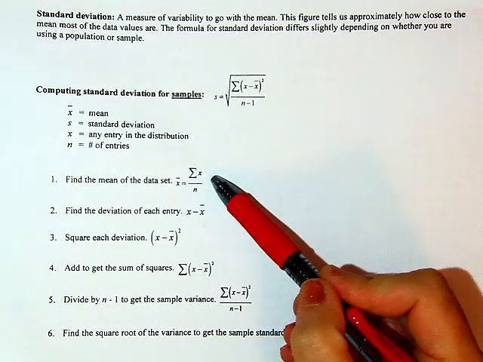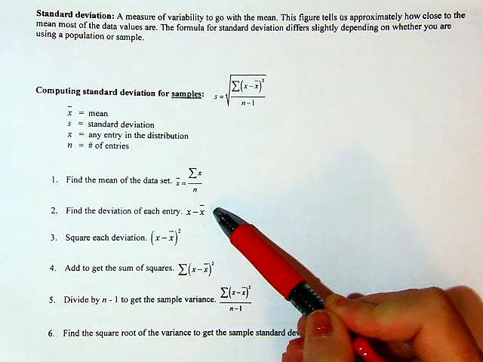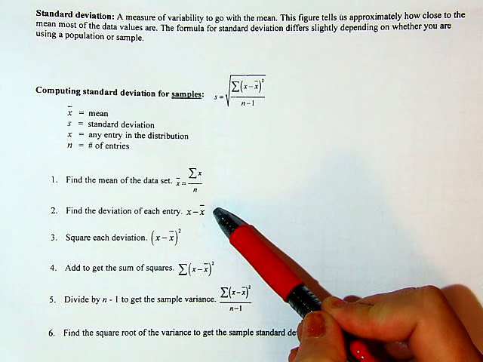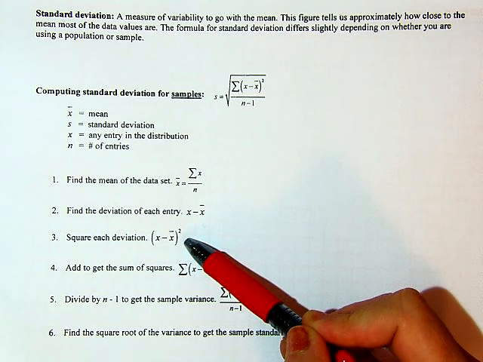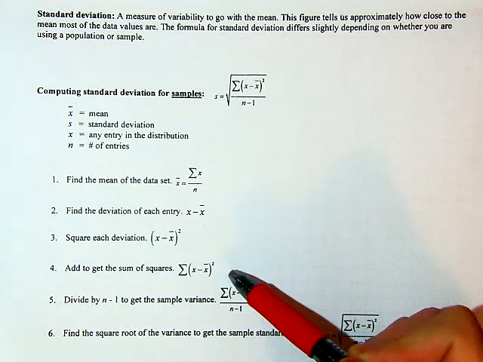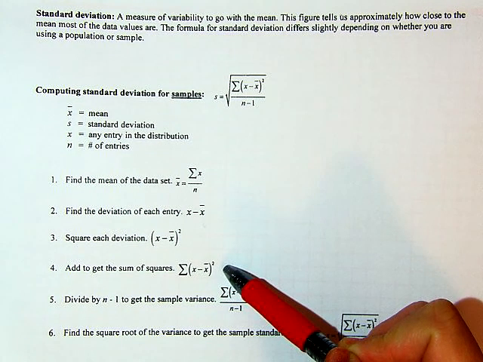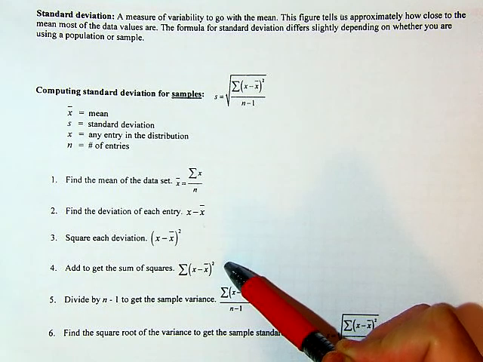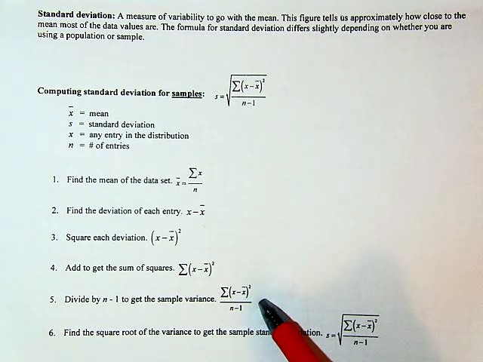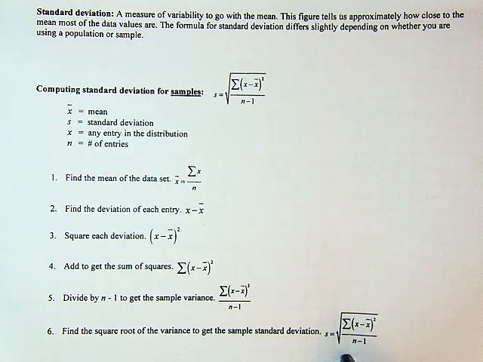So first we find the mean. We find the deviation of each entry, so how far each piece of data falls from the mean. We force those values to be positive, so we square each deviation. We add up all of those squared deviations. We divide by 1 less than the amount of data to get what we call the variance, and then we finish it off by taking the square root.